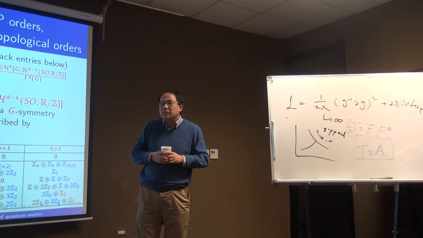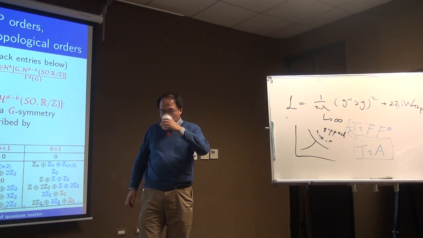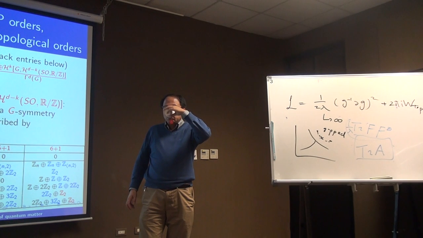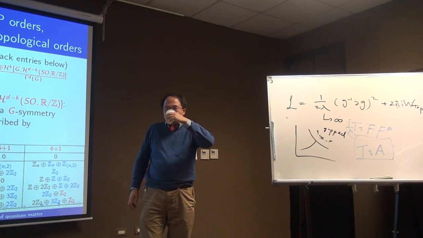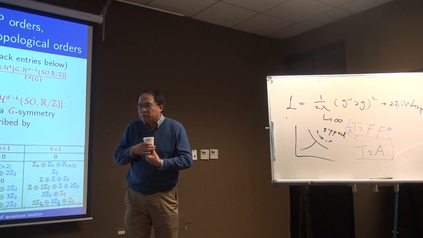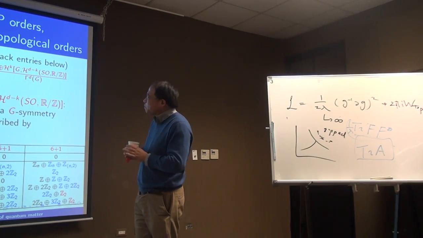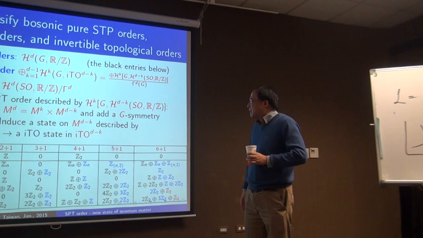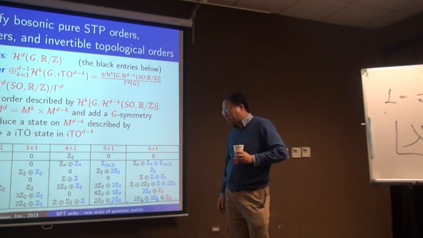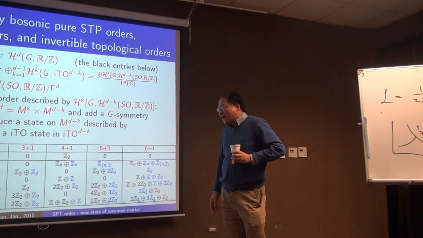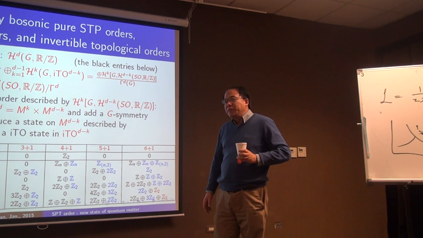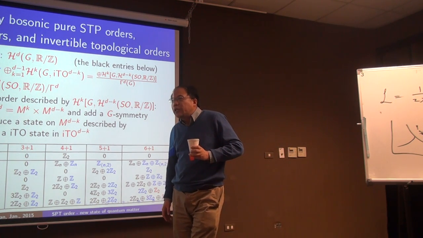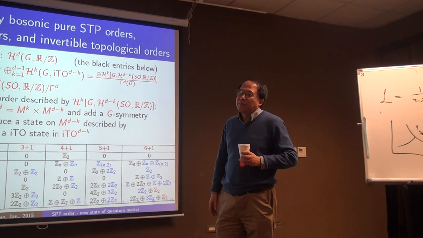Question? Yeah, what if we consider G and SO, they are not a direct product? Does that make any sense to think about? Yes, and that would correspond to mixing the point group symmetry and the internal symmetry. Yeah, I see.